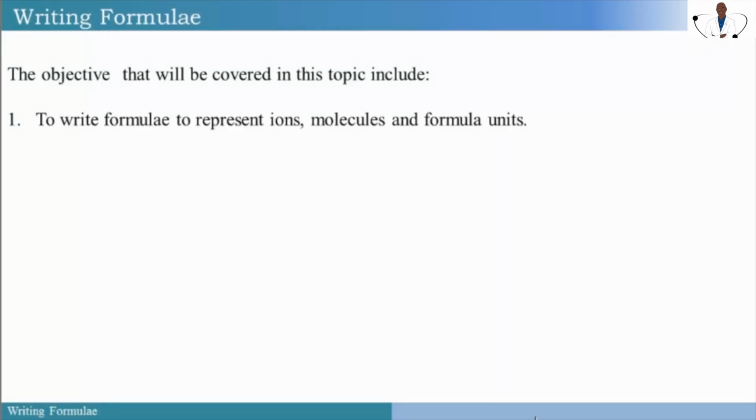Welcome to another topic in our chemistry lecture series. In today's topic, we will be looking at writing formulae. Now, the objective that we will cover will include to write formulae to represent ions, molecules, and formula units. Let us begin.